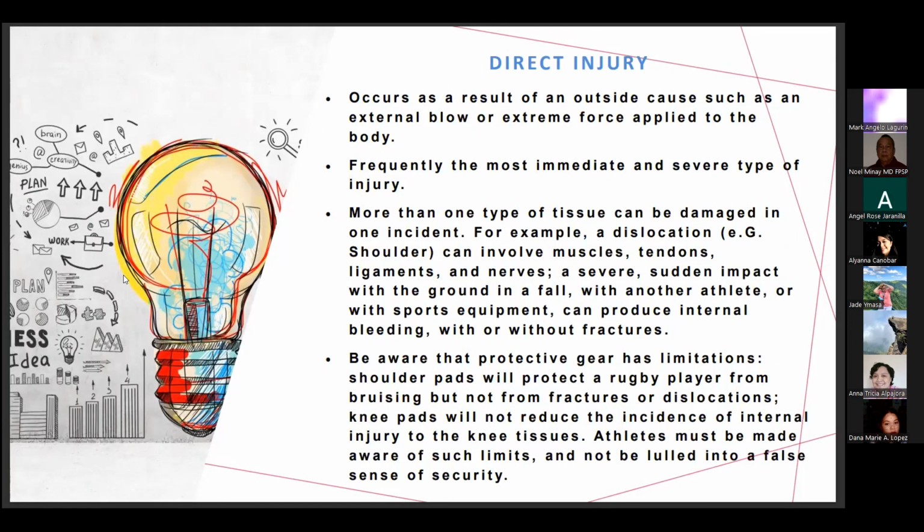The direct injury occurs as a result of an outside cause such as an external blow or extreme force applied to the body, frequently the most immediate and severe type of injury. More than one type of tissue can be damaged in one incident. For example, a dislocation of shoulder can involve muscle, tendon, ligaments, and nerves. A severe sudden impact with the ground, a ball, another athlete or with sports equipment can produce internal bleeding with or without fractures.